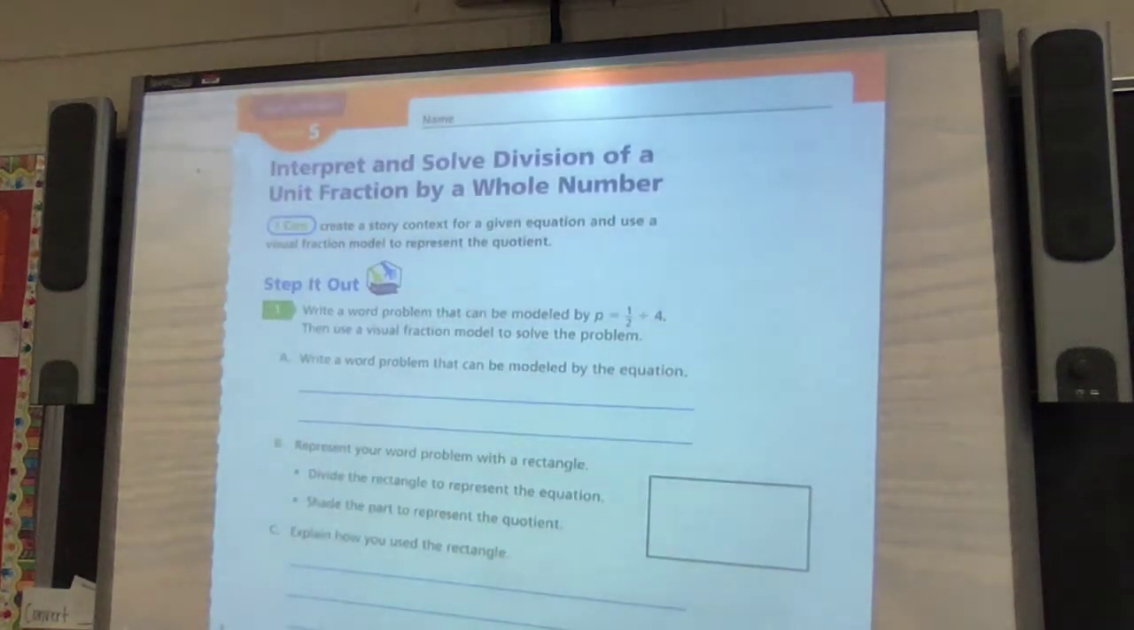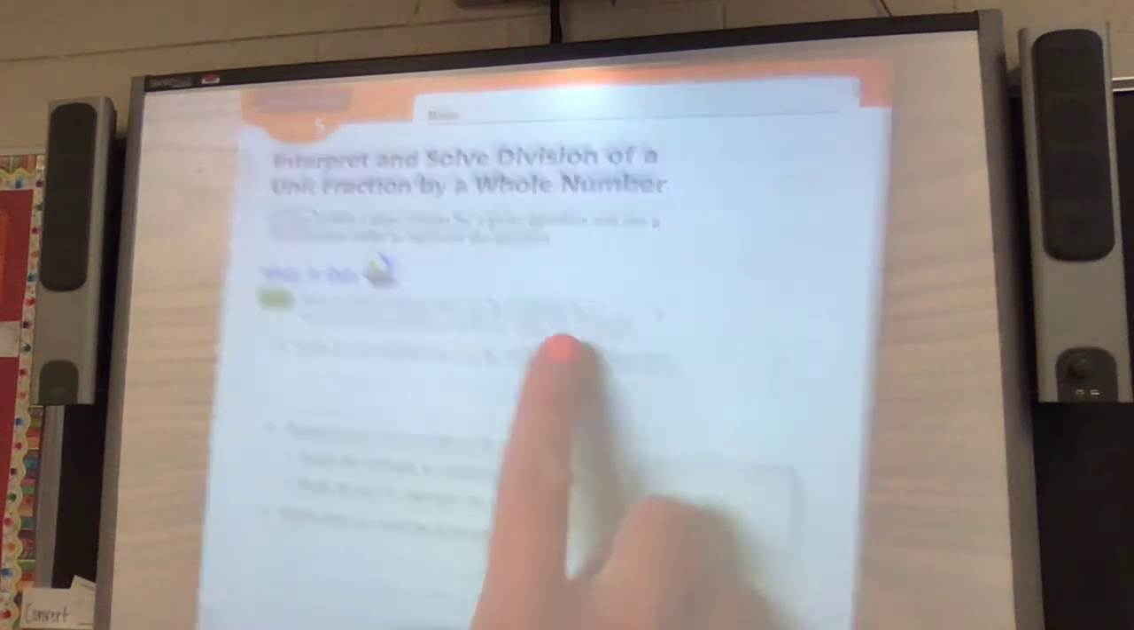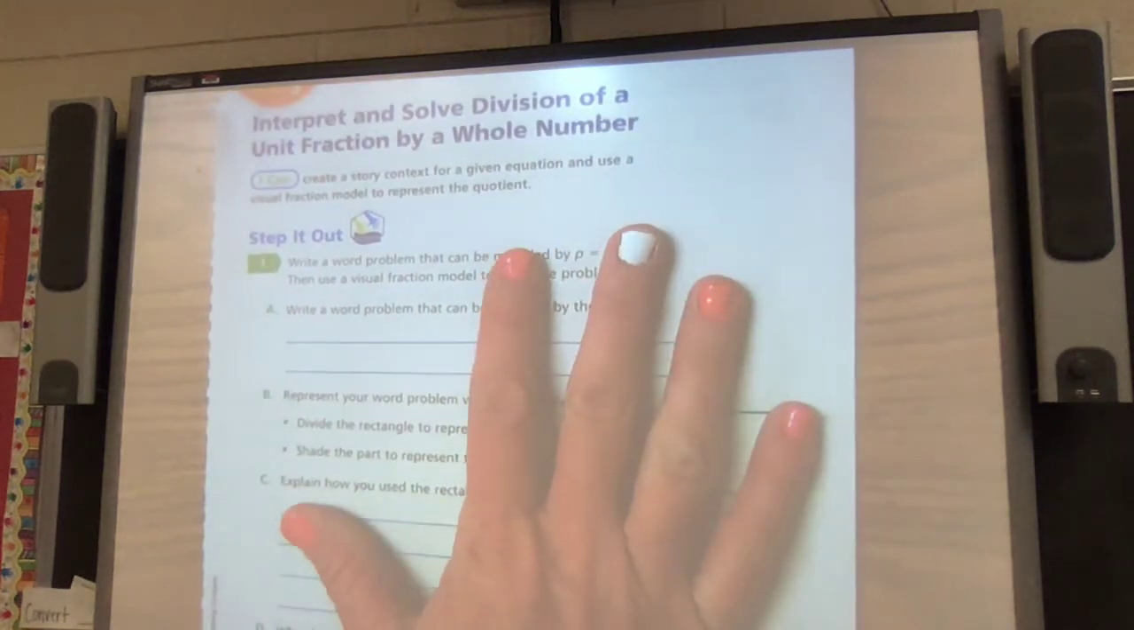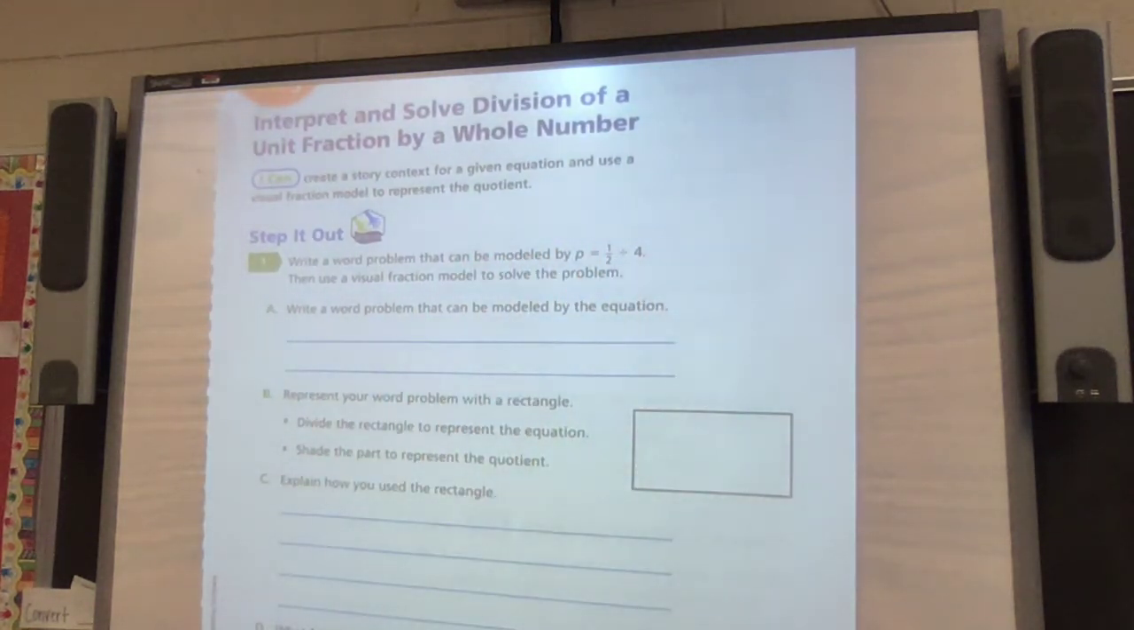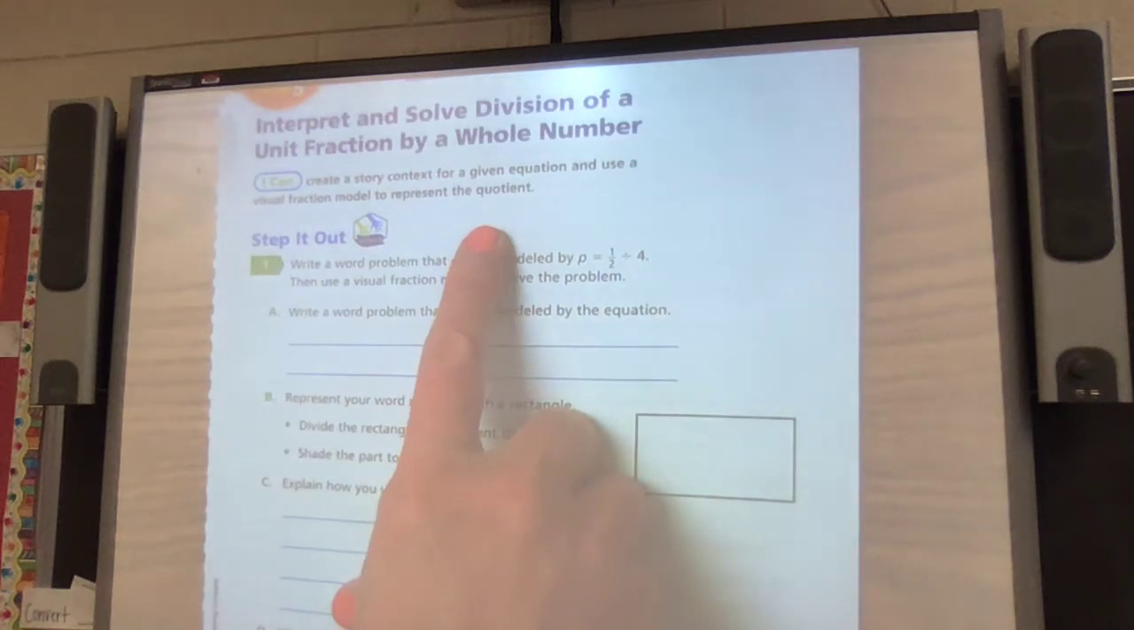Okay, so it says interpret and solve division of a unit fraction by a whole number. We've been doing this for a while. Y'all are very good at this. So our I can today, at the end of this, you can create a story for a given equation. So we're going to be creating our own word problems, and we worked on this a few times, and it's very good to continue to practice this, because if you can write a word problem, that means you are understanding what's happening with these numbers.